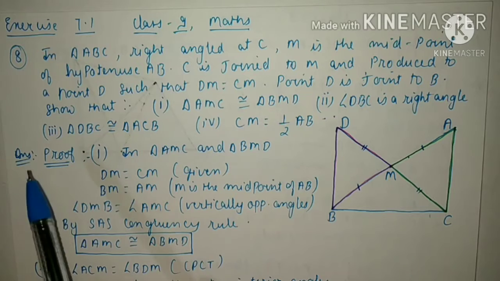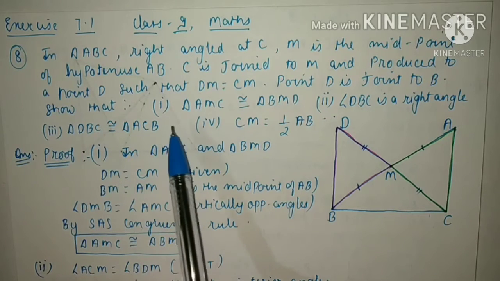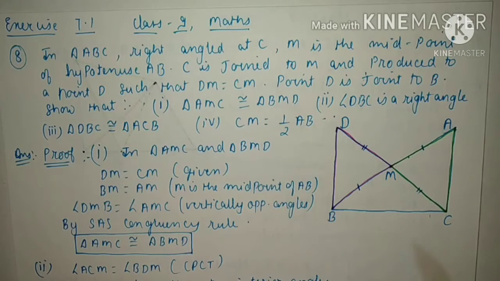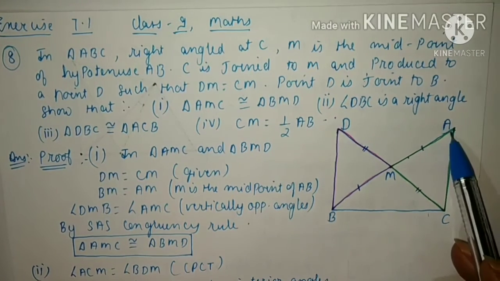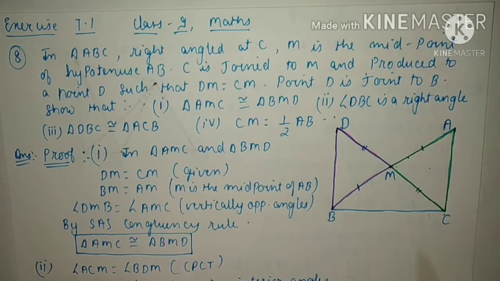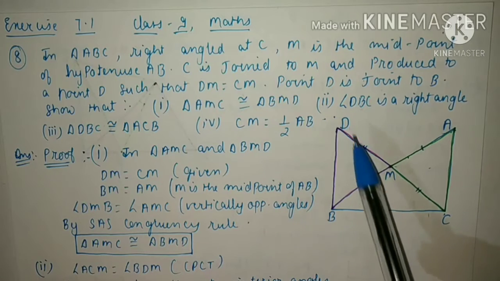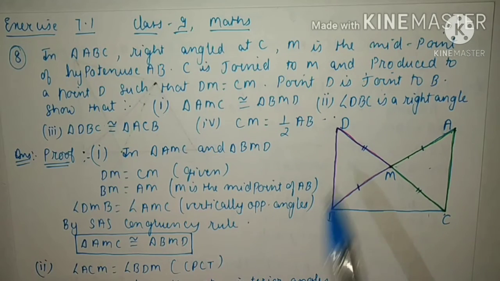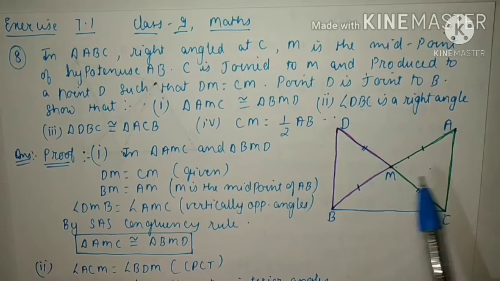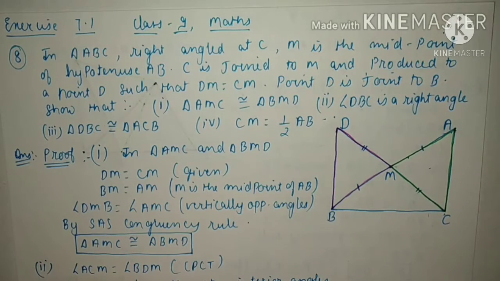Now what we have to prove? We have to show, first, that triangle AMC is congruent to triangle BMD. AMC, this green triangle, is congruent to triangle BMD, this pink triangle. We have to prove that these two triangles are congruent.